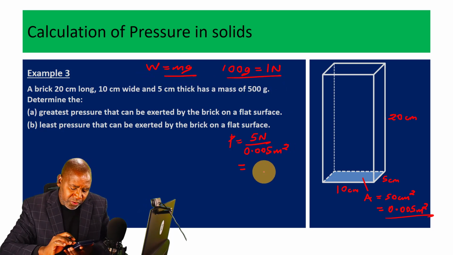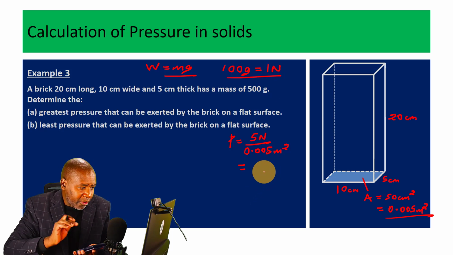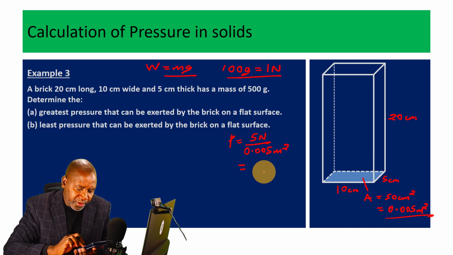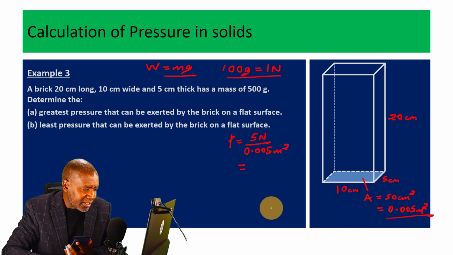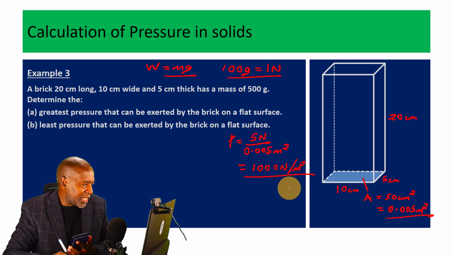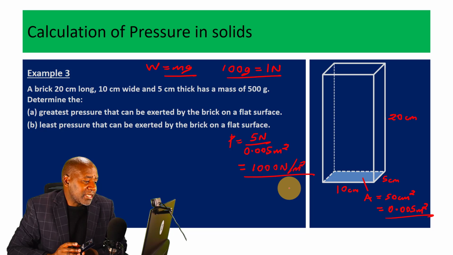So let's go ahead and divide 5. I hope you're working along with me, and this gives me 1000 newtons per meters squared. So that will be the greatest pressure that can be exerted by the brick on a flat surface. How about the least pressure that can be exerted by the brick on a flat surface?